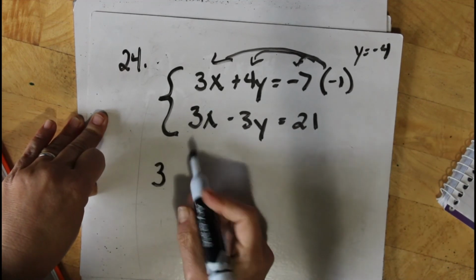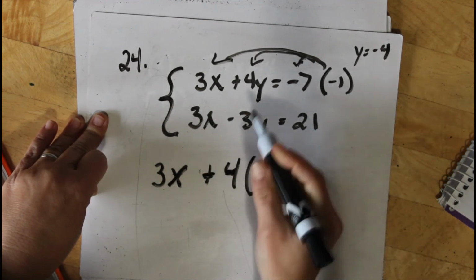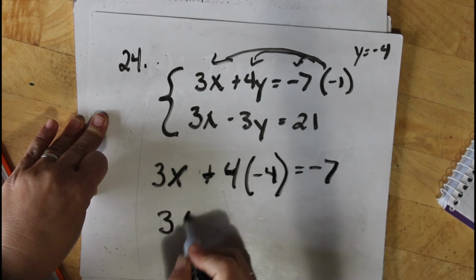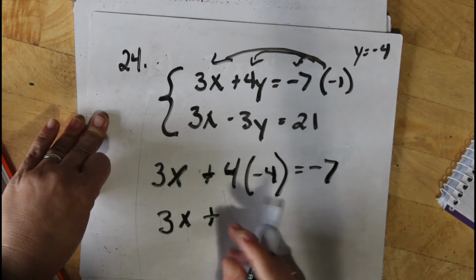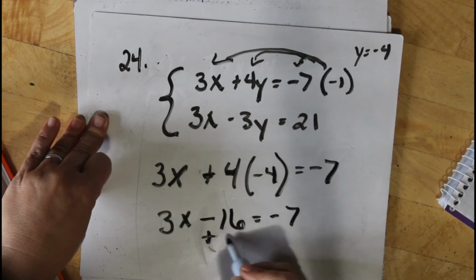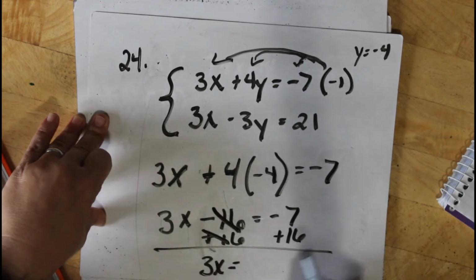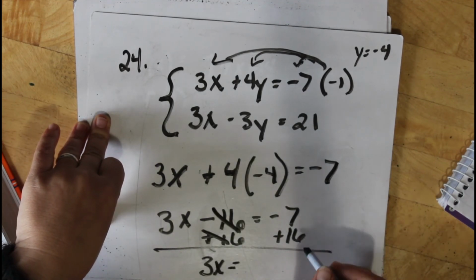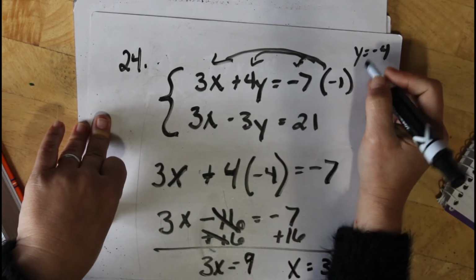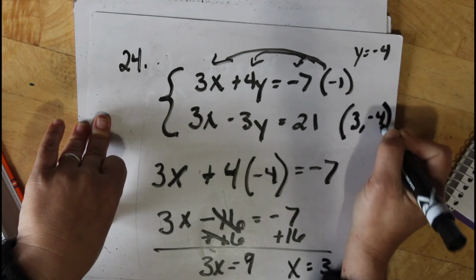So 3x plus 4 times y, which is negative 4, equals negative 7. 3x plus 4 times negative 4 is negative 16. So 3x minus 16 equals negative 7. Then we got to do plus 16, plus 16. 3x equals 16 minus 7, which would be 9. So x equals 3. So the answer to that one is 3, negative 4. Our x goes first, then our y.